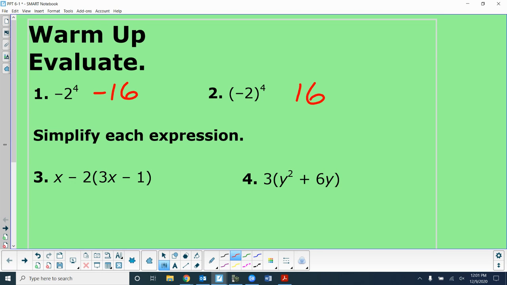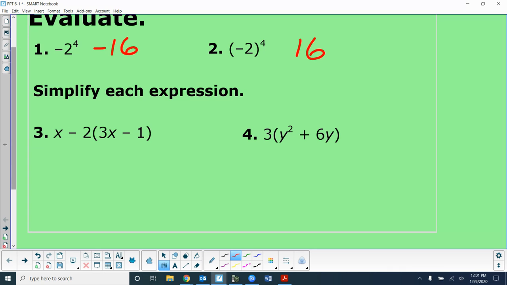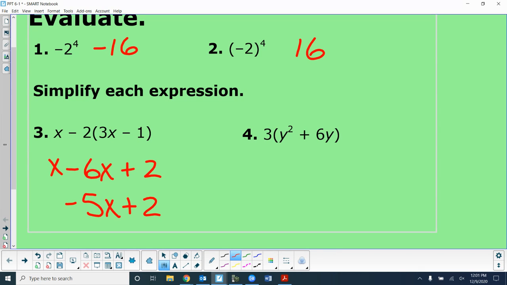And then what do we do down here with number 3? Right, distribute the negative 2. And then we've got like terms we can put together, right? Then over here, distribute the 3, right? So we already know how to do that stuff, right?